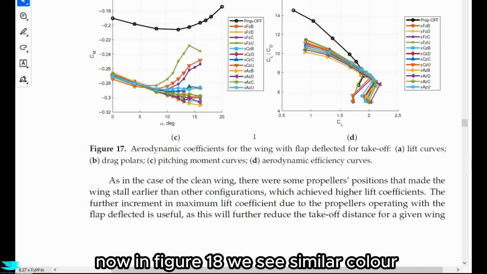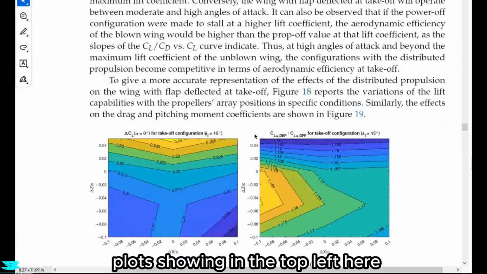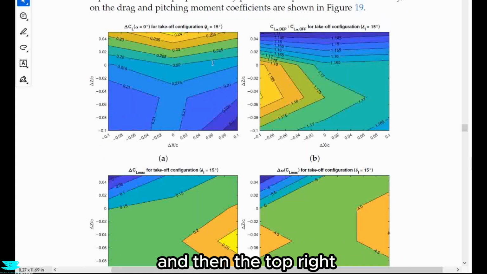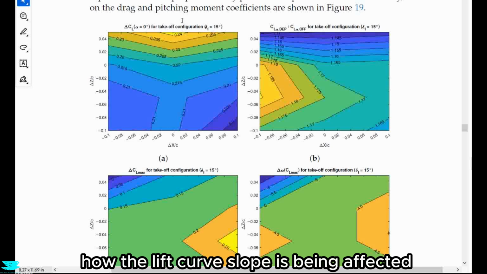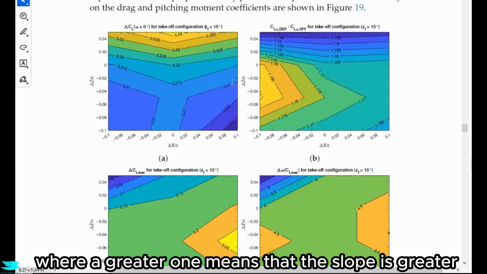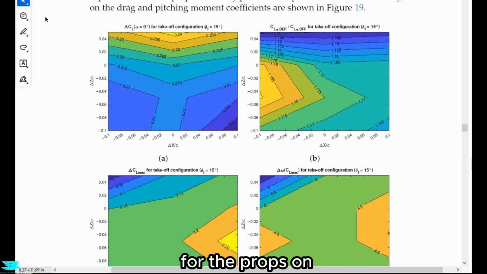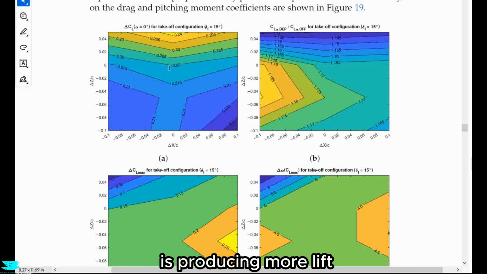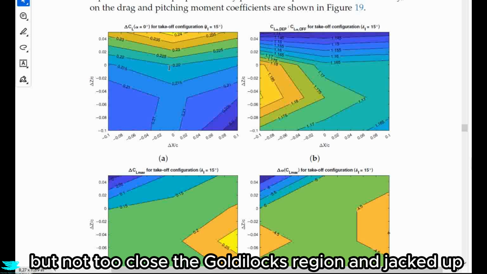Now in figure 18, we see similar color plots showing in the top left here how the lift coefficient is being affected, and in the top right how the lift curve slope is being affected, where a greater one means that the slope is greater for the props on. And for the left figure, pretty much every location of the prop is producing more lift, but the sweet spot is definitely where the props are not too far away but not too close, the Goldilocks region, and jacked up.